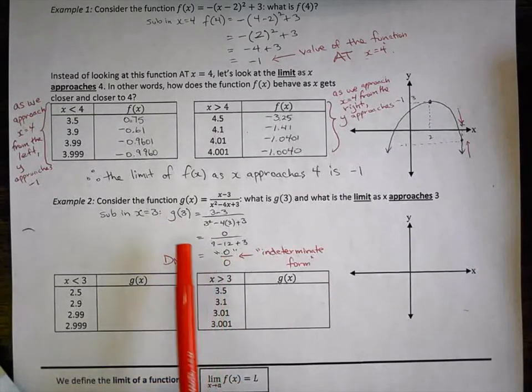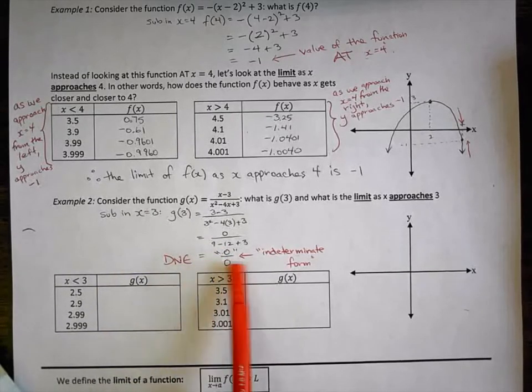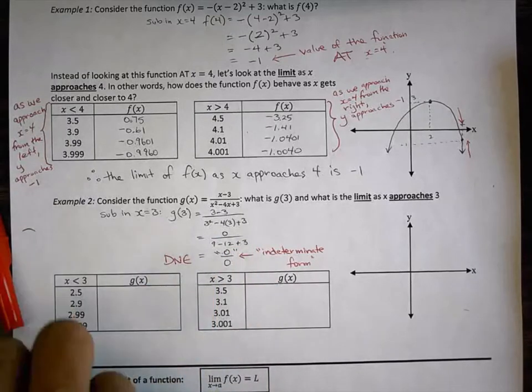If you were to be helicoptered in to x equals 3 and you were dropped down on the function, you would plummet because there's no function there. There's nothing there. There's some sort of discontinuity. Let's look at the limit.